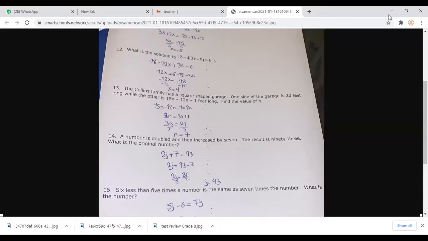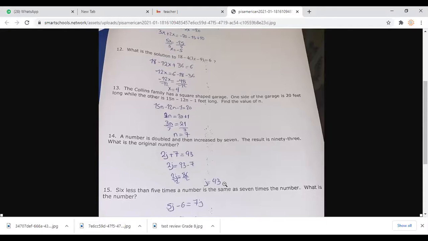After the word what, he's asking about the unknown variable, which we are looking for. So we have to choose a variable like n, j, l, x, whatever. Then it will be 2j because we have doubled, plus 7 because increased by 7. So the answer equals 93. Then 2j equals 93 minus 7. Then 2j equals 86. Divided by 2, divided by 2, then j equals 43.